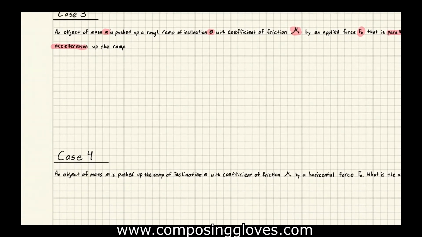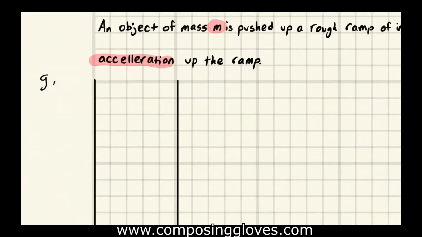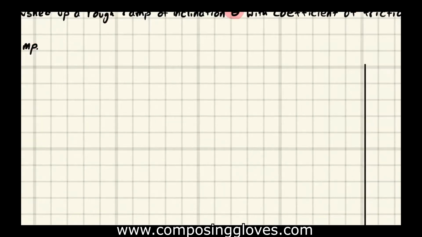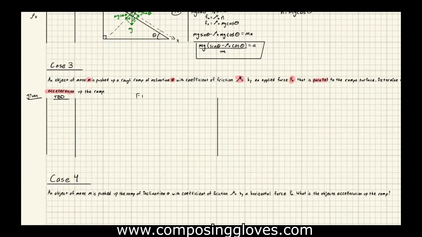So let's go ahead, let's make our columns. We have a column here, leave some space for a diagram. So we've got given, and to be determined. And then over here, we've got our free body diagram.